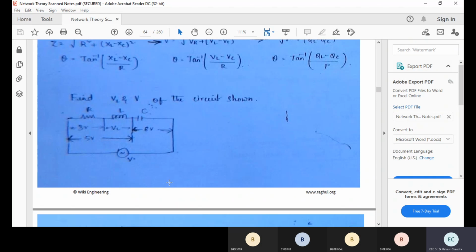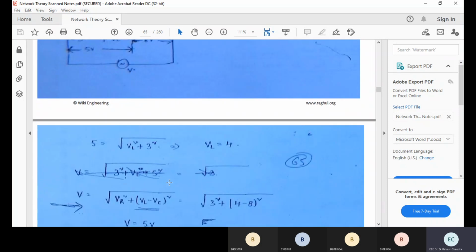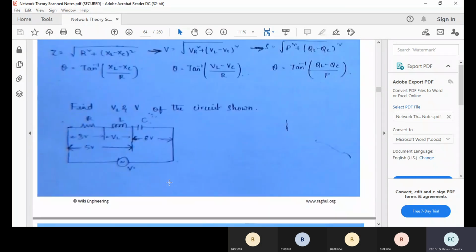Okay, so all of you just follow here. So voltage across resistance and inductance, the total combination is 5 volts and only voltage across resistance is 3 volts. And what is the only voltage across inductance? Of course it must be 4 volts. Why it must be 4 volts? Because voltage across the resistor and inductor combination is root of VR square plus VL square. In that combination you can obtain your VL is equal to 4.